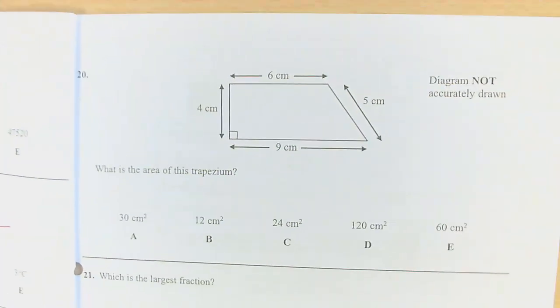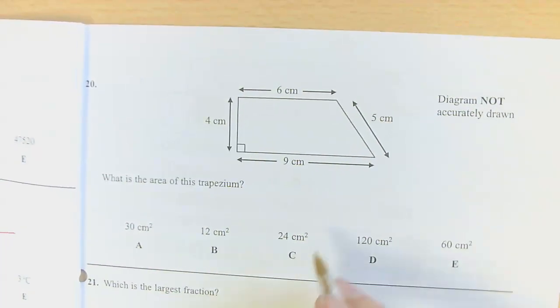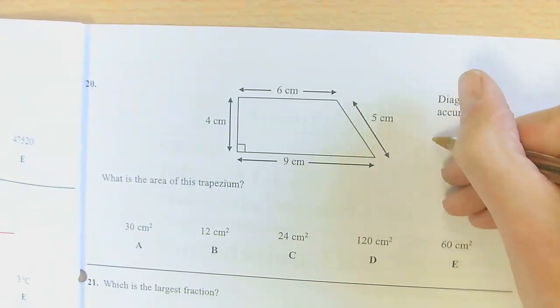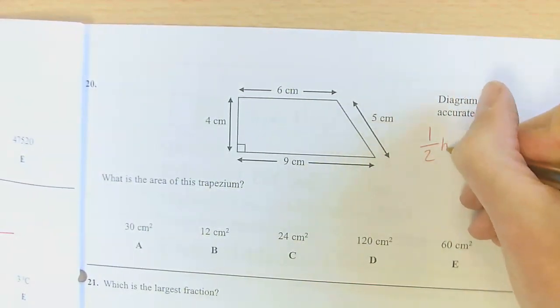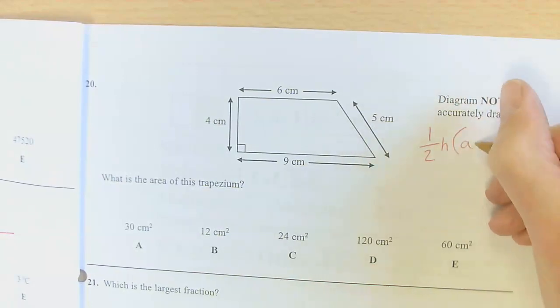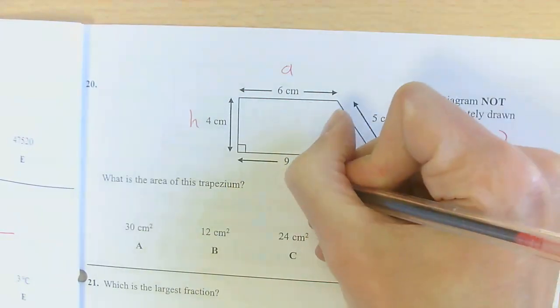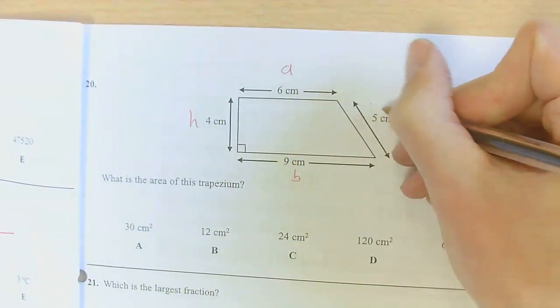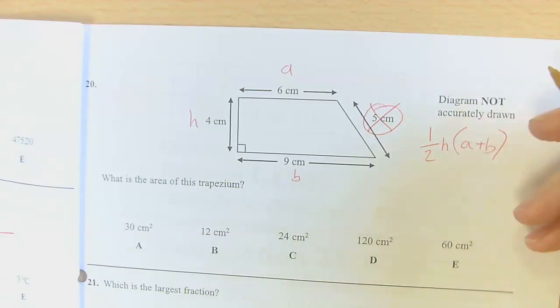Question 20. What is the area of this trapezium? So you've got 4 measurements here, and you need to know the formula for area of a trapezium, which is a half of the height times by A plus B, whereby this is the height, that is A, and that's B. This value, we don't need that. It's what we call a red herring, a distraction of sorts.